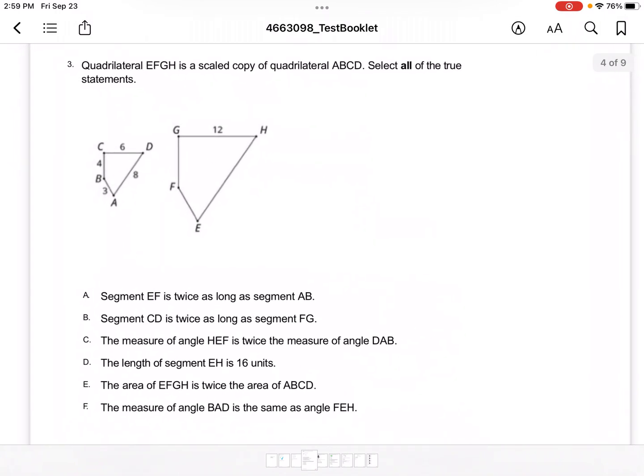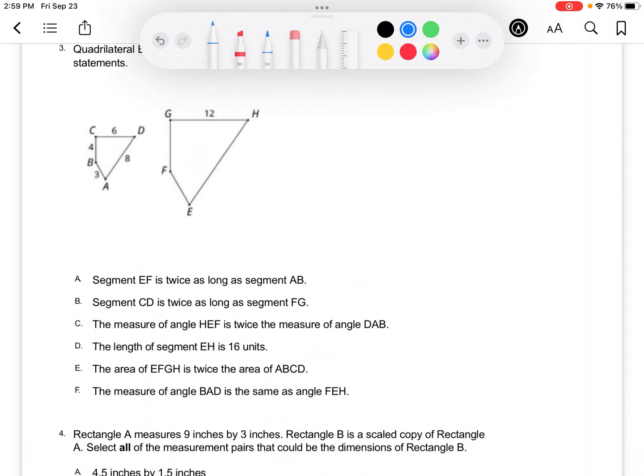The next one says select all, and this one was a tricky one for a lot of folks. Segment EF is twice as long as segment AB. Well, I know that 6 times 2 is 12, and EF is going to be twice as long as AB, so that's true. Segment CD is twice as long as FG. Well, they're not corresponding sides, and CD is on the smaller figure, so B is out.